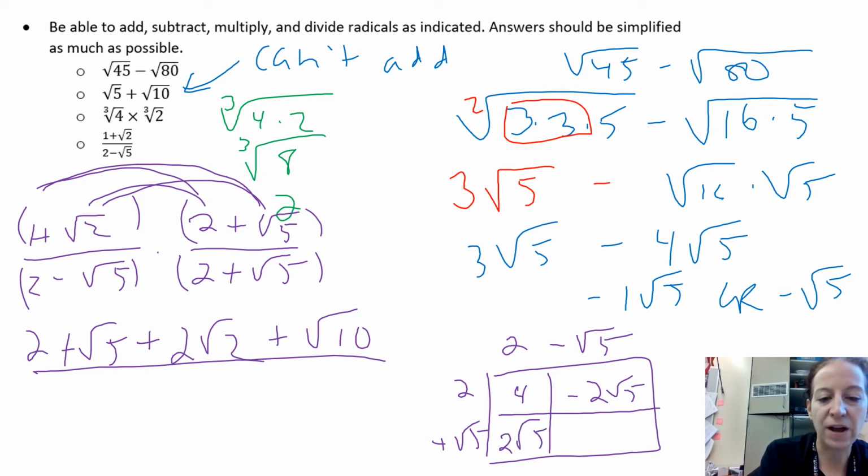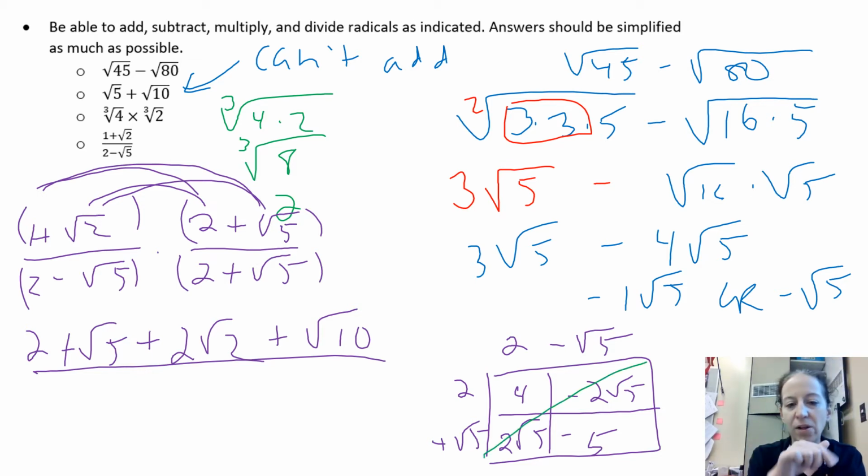And negative root 5 times positive root 5, a negative times positive is going to give you negative. And then root 5 times root 5, I would just follow what I'm saying because I don't want to have to write it all down. So root 5 times root 5 is root 25. And the square root of 25 is 5. Okay, now the great thing about conjugates is that those guys cancel each other out because you're going to add them all up. And we are left with 4 minus 5, which is negative 1.